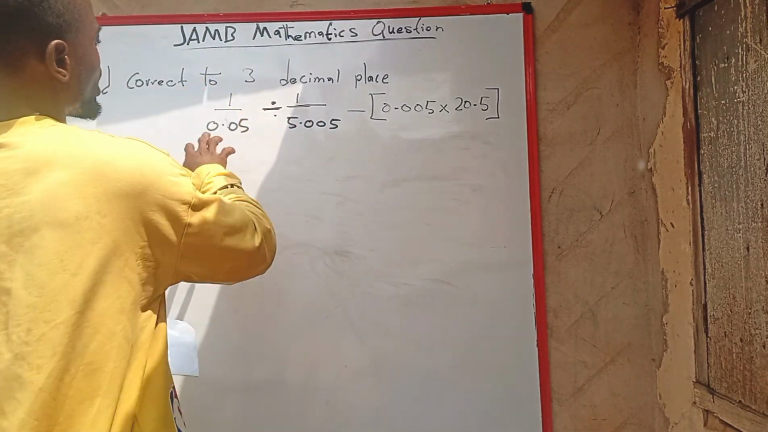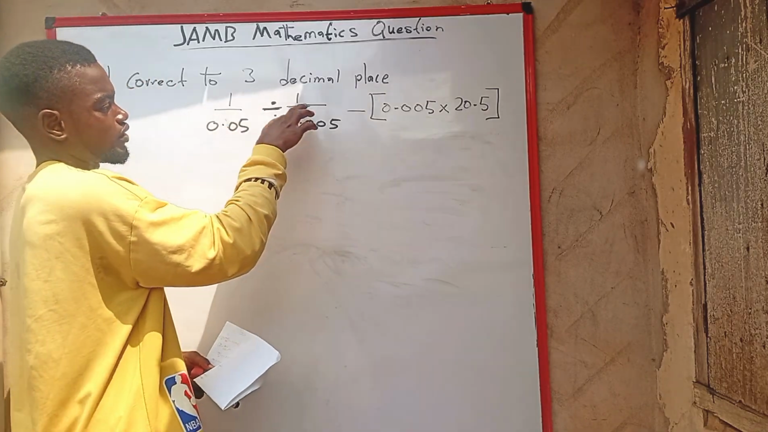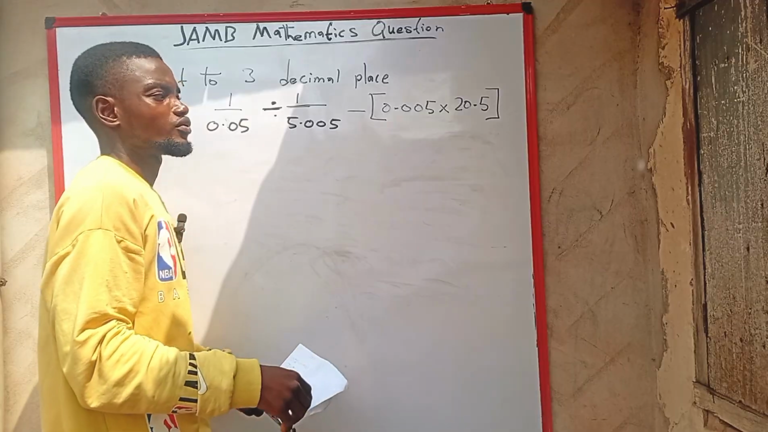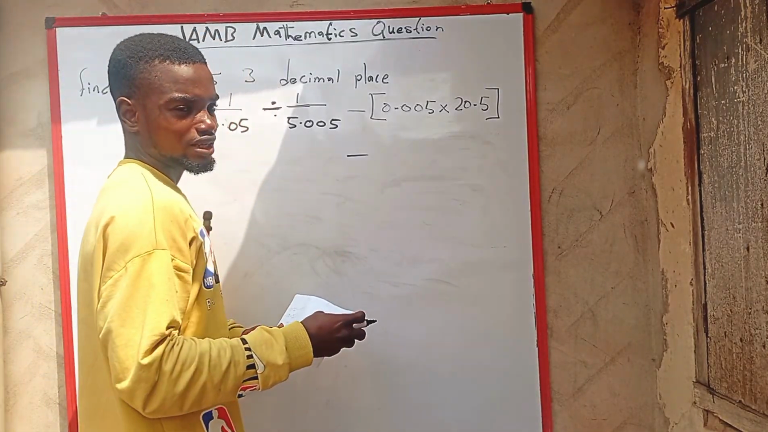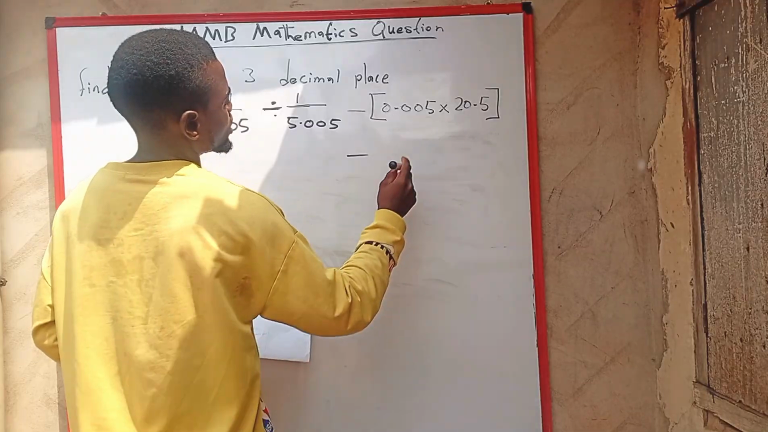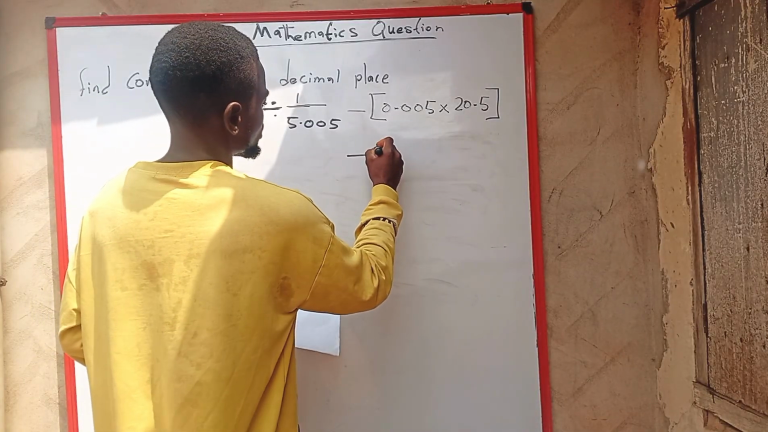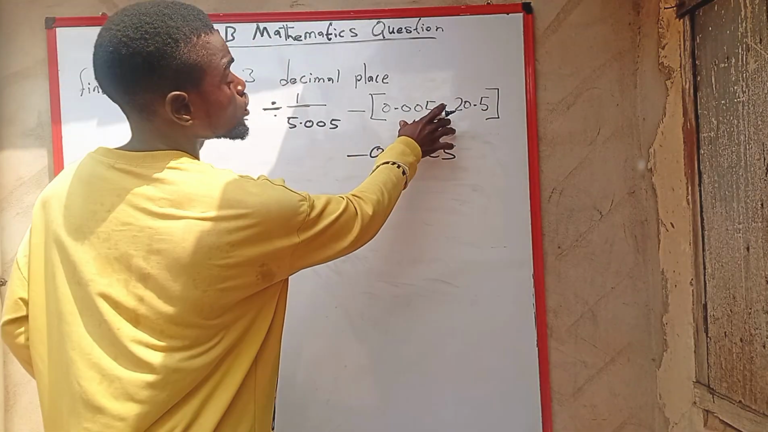Now here we have, correct to 3 decimal places, 1 over 0.05 divided by 1 over 5.005 minus bracket of 0.005 over 0.5. Now, a quick one, you will use your calculator as in the JAMB question and work this out. It gives you 0.1025. That is when using the calculator to work this.